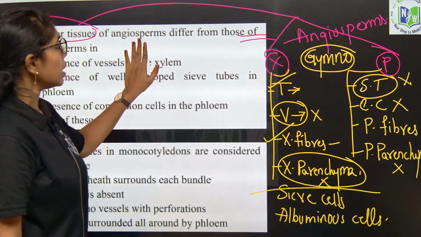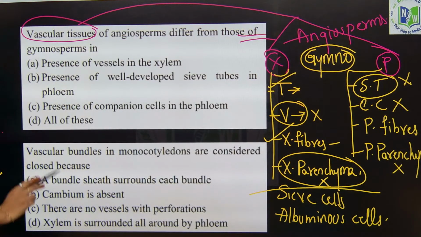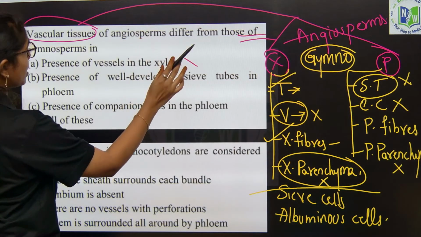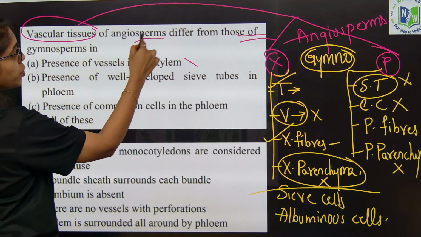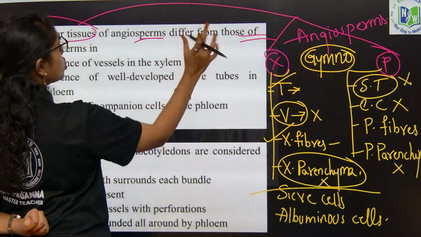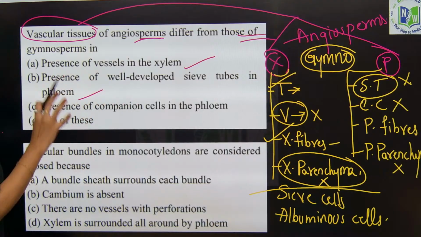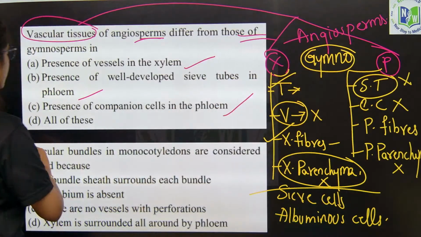Now it will be easy for you to answer this question. Look at it. Presence of vessels in gymnosperms, wrong. Presence of vessels in xylem. So, the question is, vascular tissues of angiosperms differ from those of gymnosperms. Angiosperms have the presence of vessels in the xylem, presence of well developed sieve tubes in phloem, true, presence of companion cells in the phloem. So, all the above statements are true only.